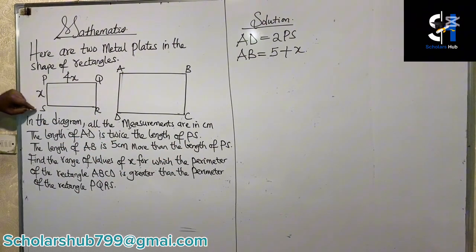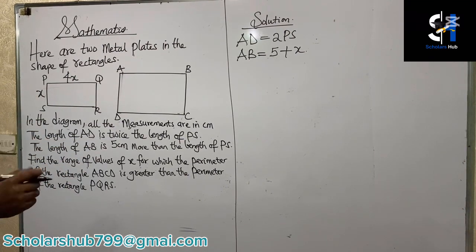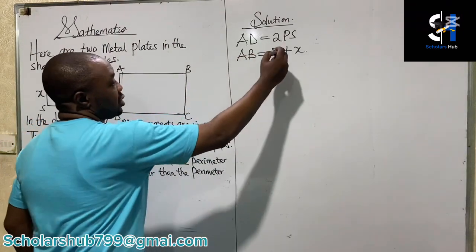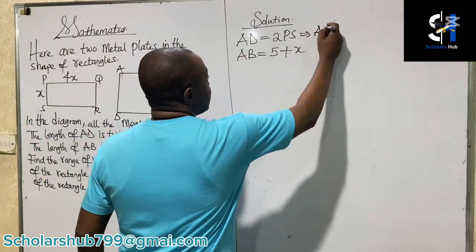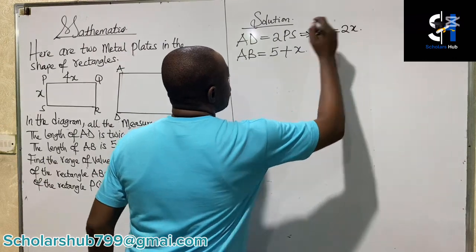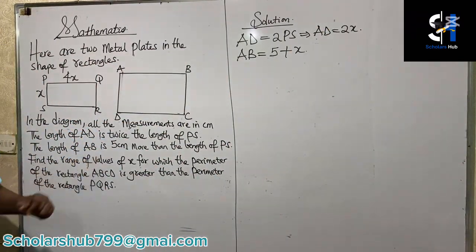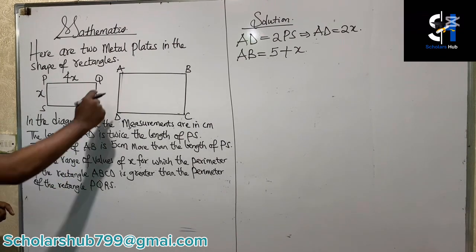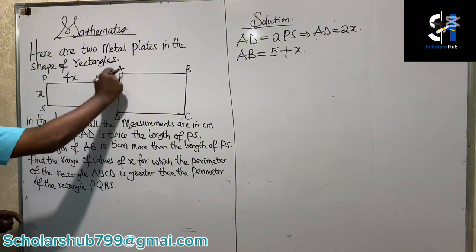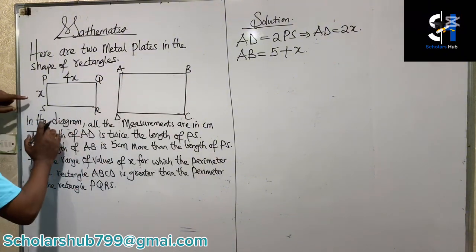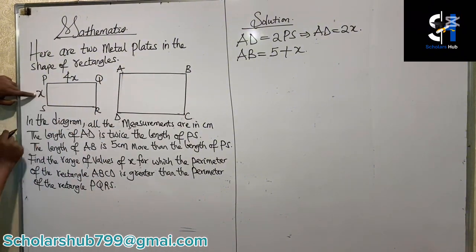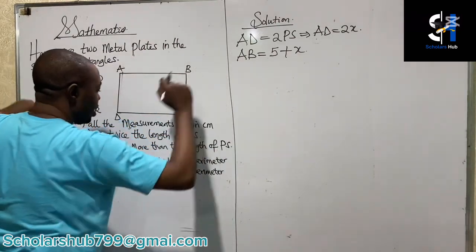We have that the length of AD is twice the length of PS. Because the length of PS is X, and the question says AD is 2 times the length of PS, AD will be 2X. Then the length of AB is 5 centimeters more than the length of PS, which means this side of the shape is 5 plus X. And that's what we have here.